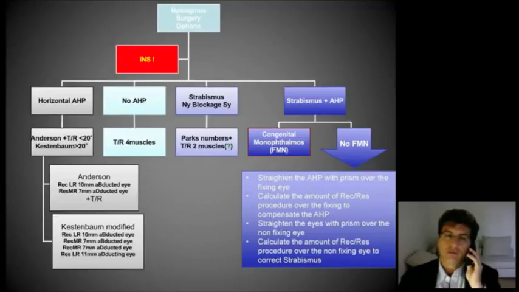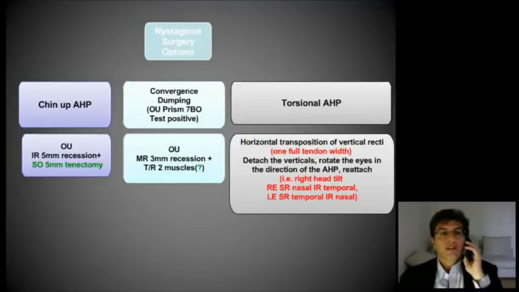I think that you mentioned the same approach in your book. Am I correct? Yes. So the other option is when you have a clear chin-up anomalous head posture. In this condition, I used to do an inferior rectus recession of about 5 millimeters.